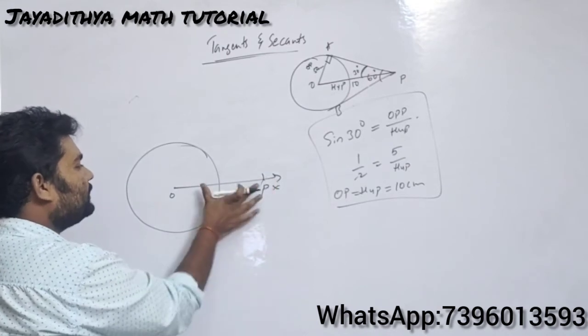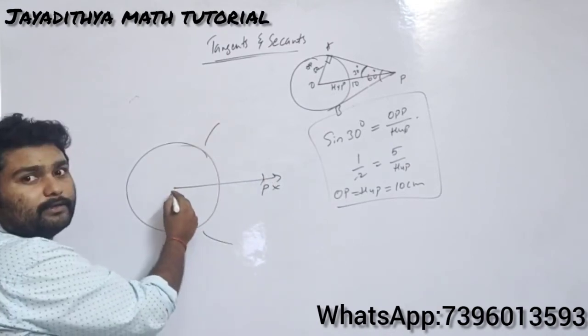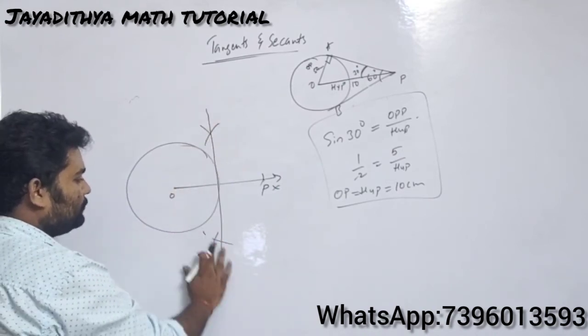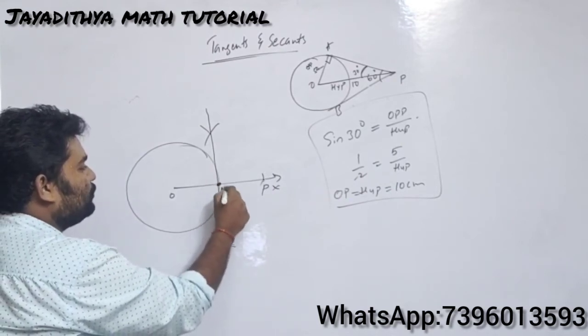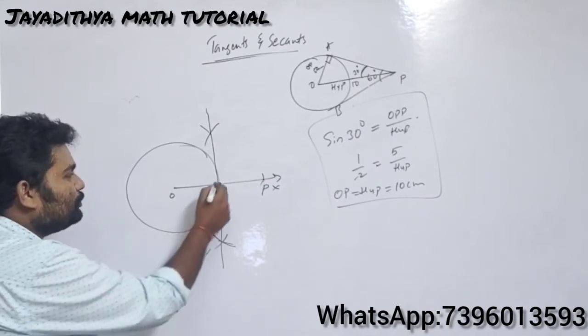Take more than half radius, take P as center, and draw an arc from O with the same radius. Cut the arcs, then join them. If you join them, it will be passing through this point, that is M. Okay, now what is the step you need to take?